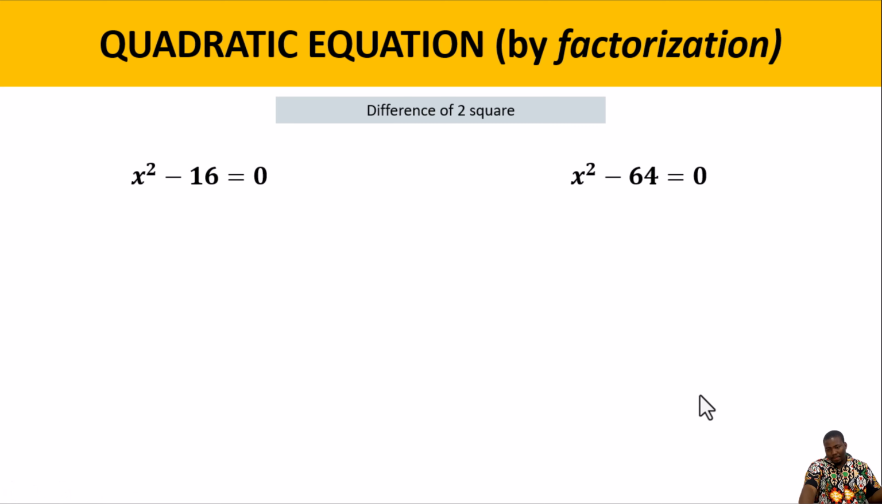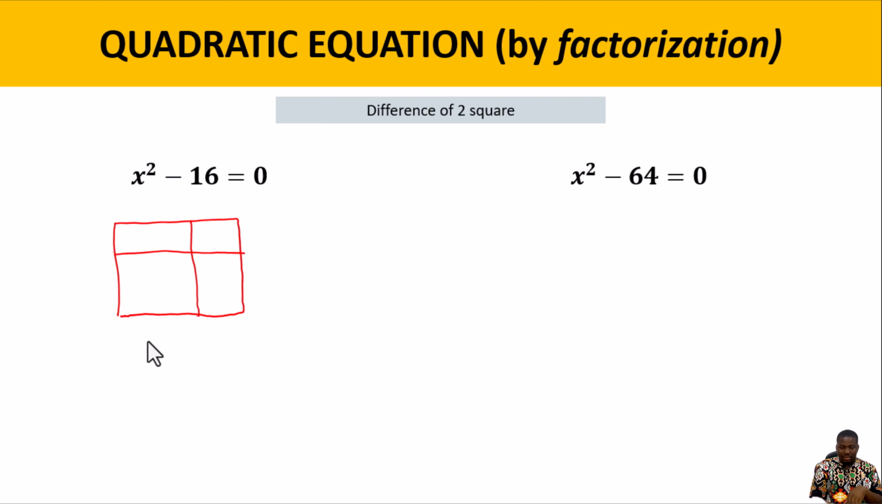Now, difference of 2 squares. First, when you have difference of 2 squares, let me explain this graphically. Let's call the entire length A, this entire length A, but inside that a fraction of it is B, a fraction of this is also B.